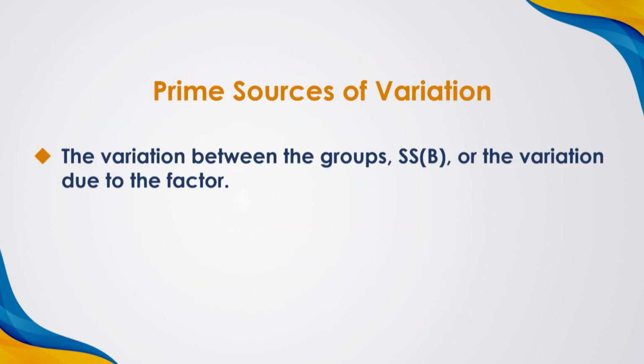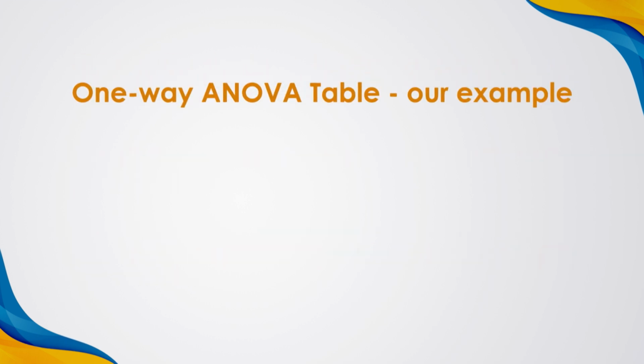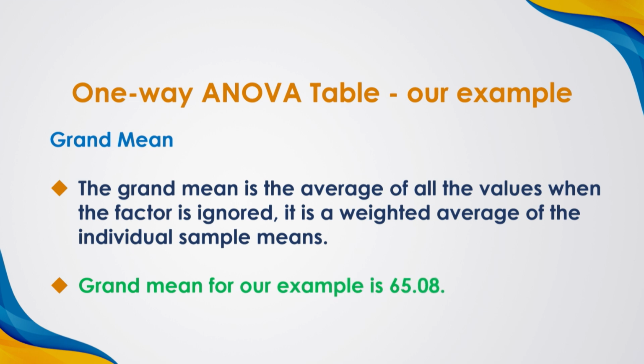Coming to the prime sources of variation, there is the variation between the groups and the variation within the groups. What it means is: is there any difference between the front row, middle row and back row? Similarly, within a row, is there any significant variation? That is what we test in the analysis of variance: one is between the groups and another is within the groups. In this example, we have the grand mean, which means the overall mean. There are 3 groups: x1 bar is the first, x2 bar is the second, x3 bar is the third. The overall mean is 65.08.